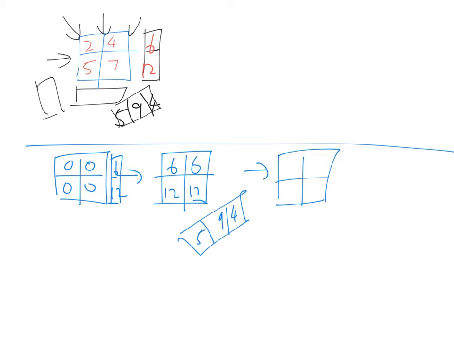So what do you get? 6 plus 9, 12 plus 9. So you will get 15 and 21. Then this 6 plus 4, so you will get 10, 10. And then 12 plus 5 gives you 17.